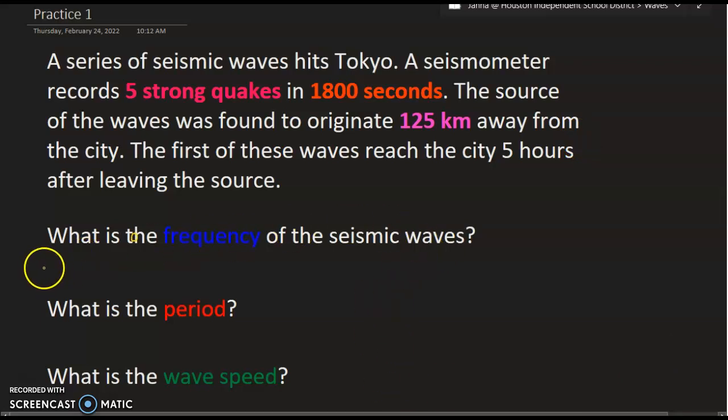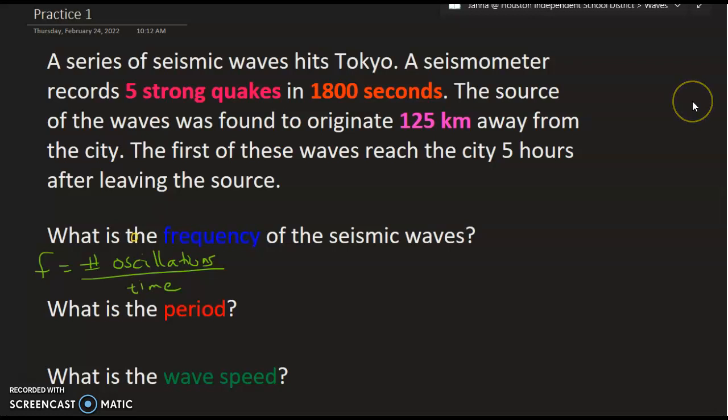Well, frequency is number of oscillations over time. We have actually two time values here. The number of oscillations per time. So the time it takes between each of the waves hitting the city.